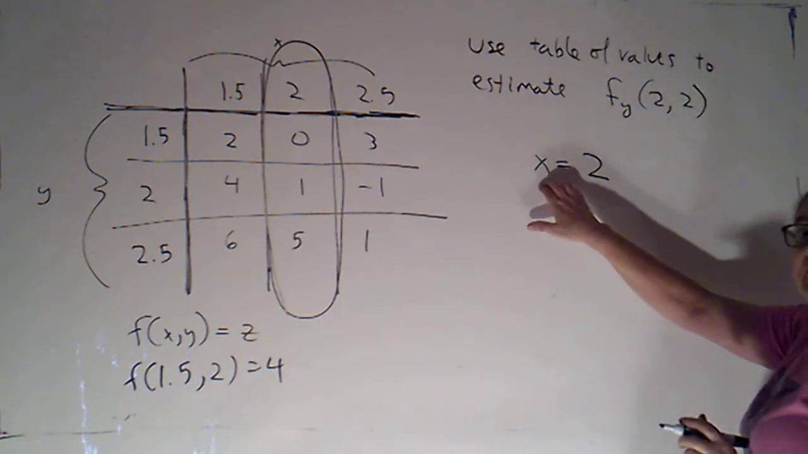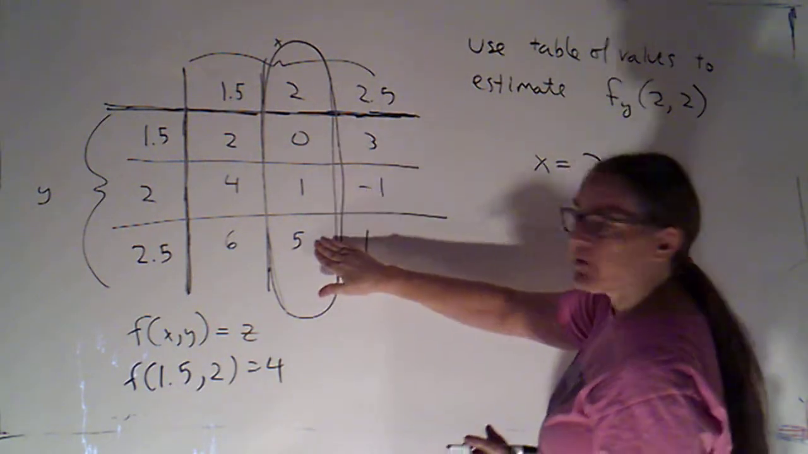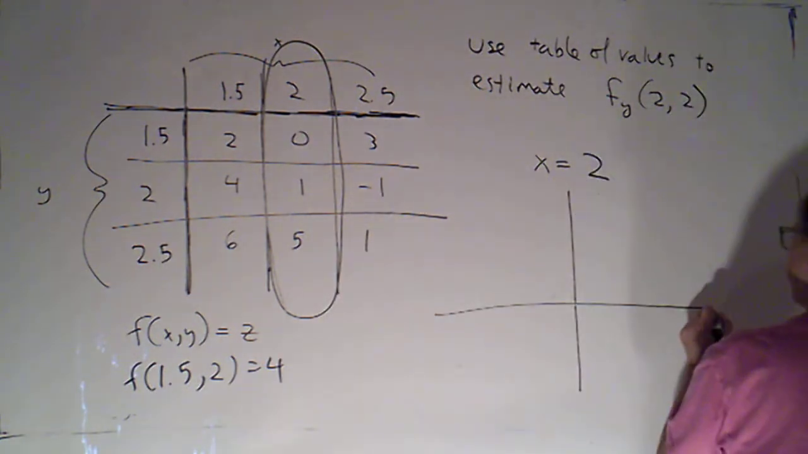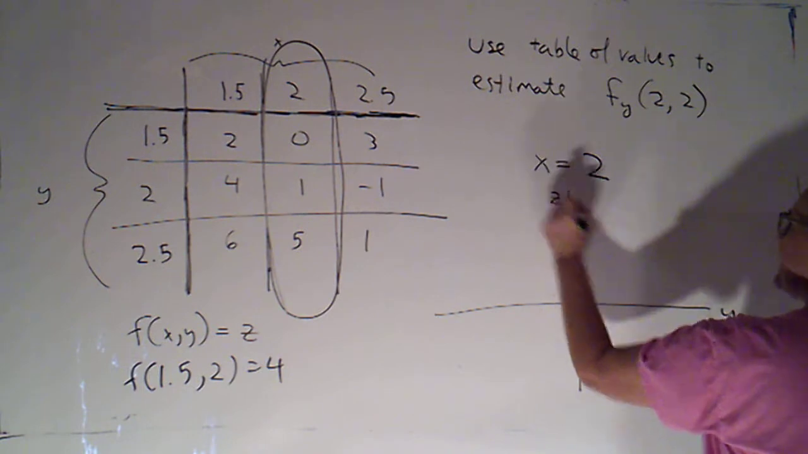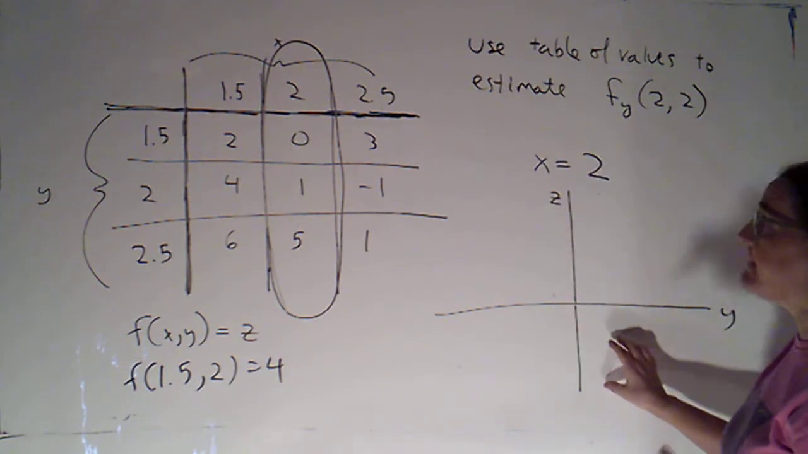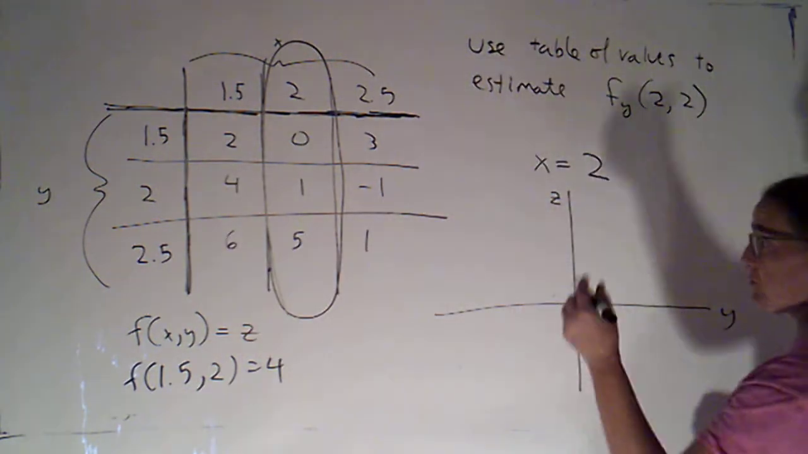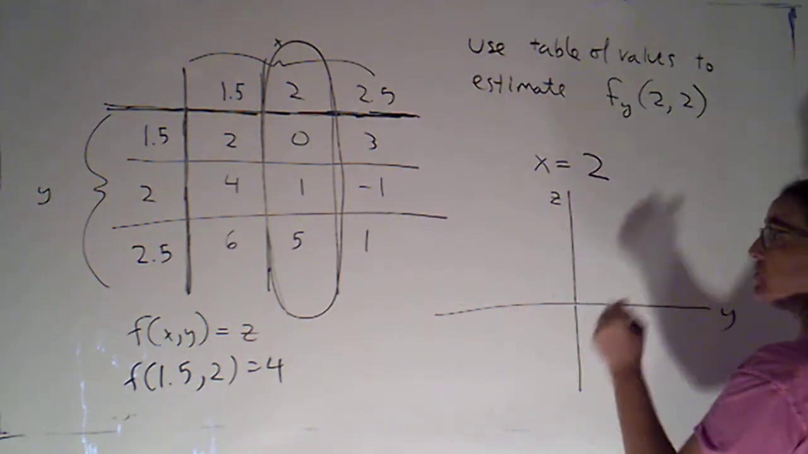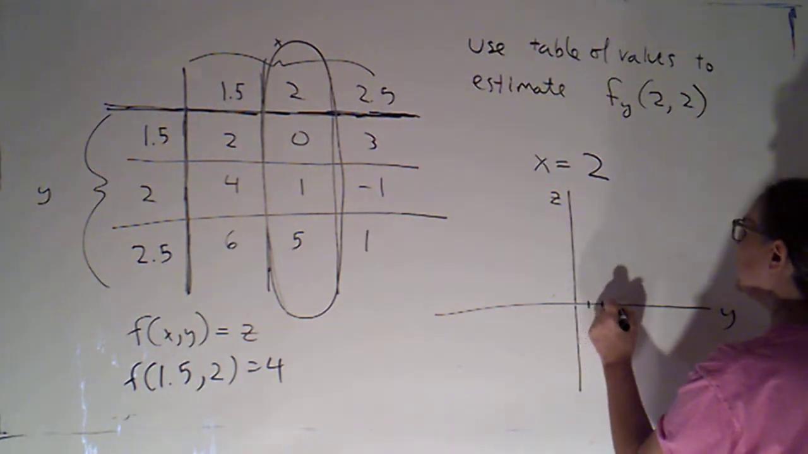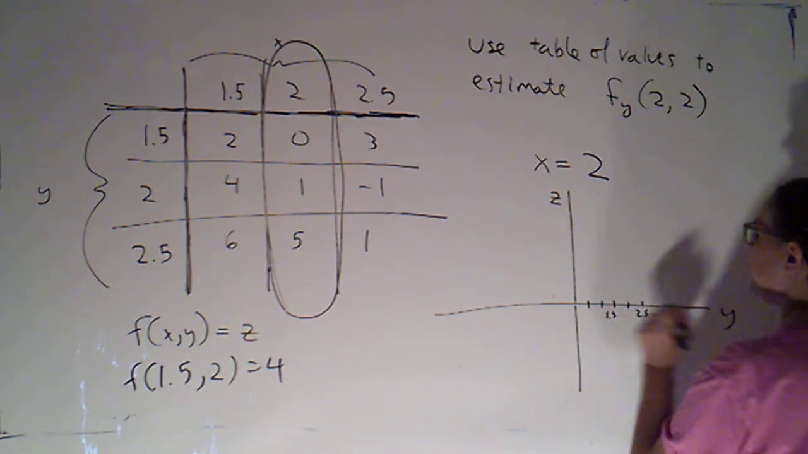If I'm in the plane x equals 2, each of these numbers here is going to correspond to a point in that plane, that's parallel to the YZ plane, and I'm basically going to have 3 points. I'm going to have a point when my y value is 1.5, when it's 2, and when it's 2.5. So I'm just going to count by a half. So there's 0.5, 1, 1.5, 2, 2.5.